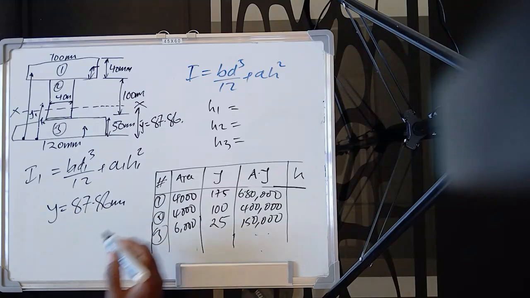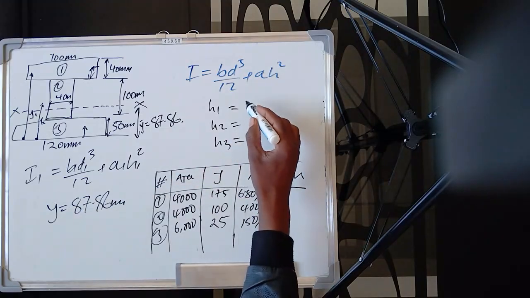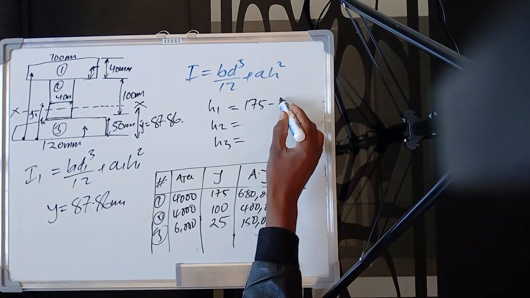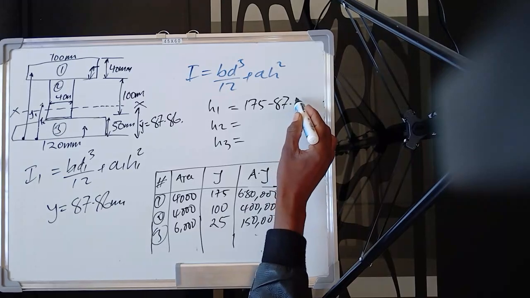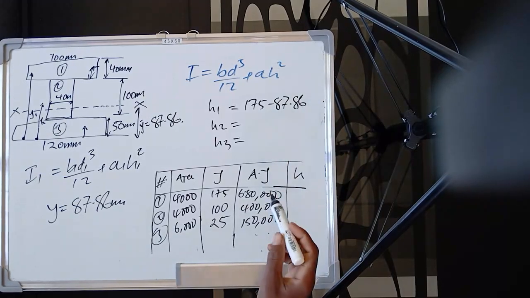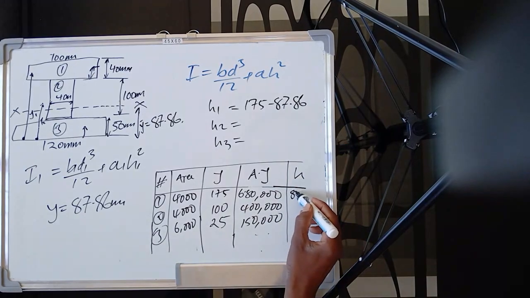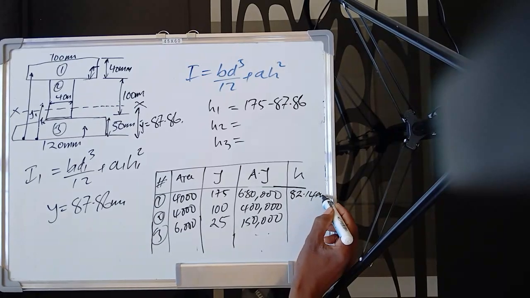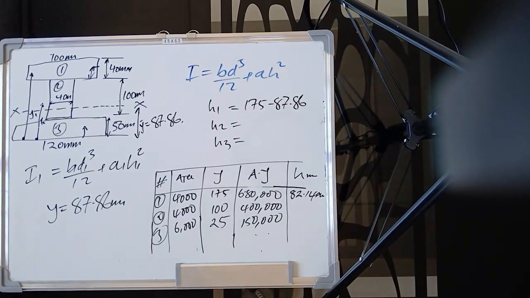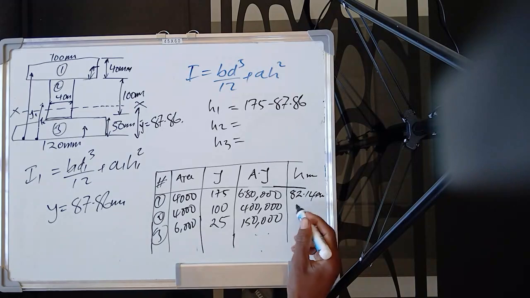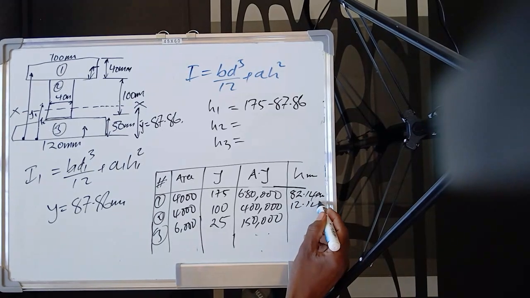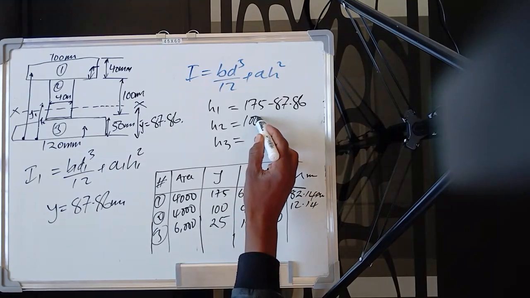So it's going to give me 175 minus 87.86. Okay, what should it give me? Punch that into your calculator. That should give me 82.14 millimeters. Please remember the units are millimeters. Okay, for the second one, I'll again do 100 minus that one. That should give me 12.14. So I'm going to do 100 minus 87.86.